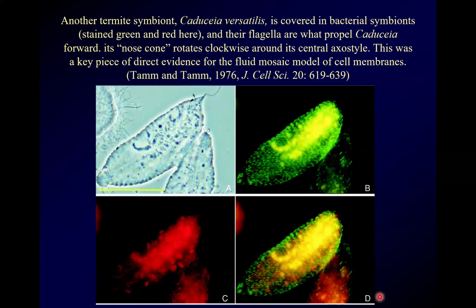Caducea can have its nose cone rotating without ever twisting itself into two. And the explanation is that the cell membrane must be a two-dimensional fluid instead of being a flexible solid like rubber. So this was actually historically a key piece of evidence for that fluid mosaic model of cell membranes.